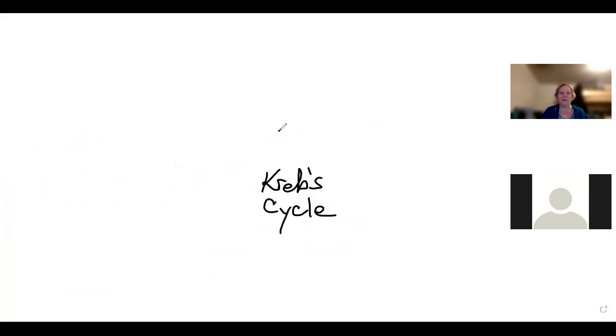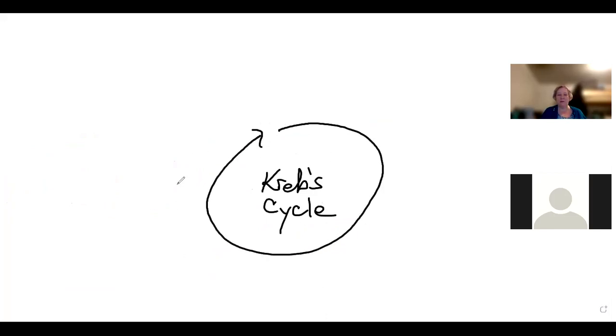Okay, so remember the Krebs cycle is the cycle. Whatever we start out with here, we go through, we make a bunch of changes, we generate a bunch of energy, and then we end up at our starting spot. So we have acetyl-CoA.